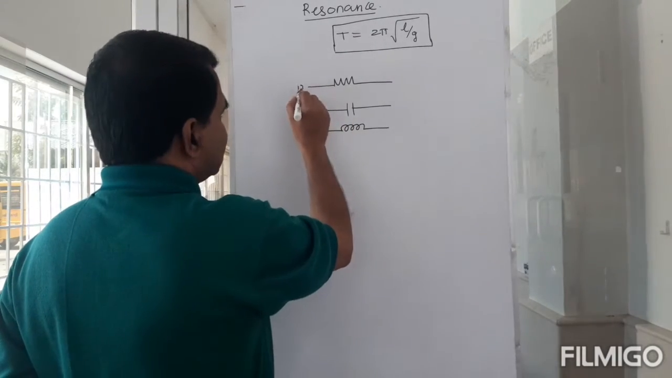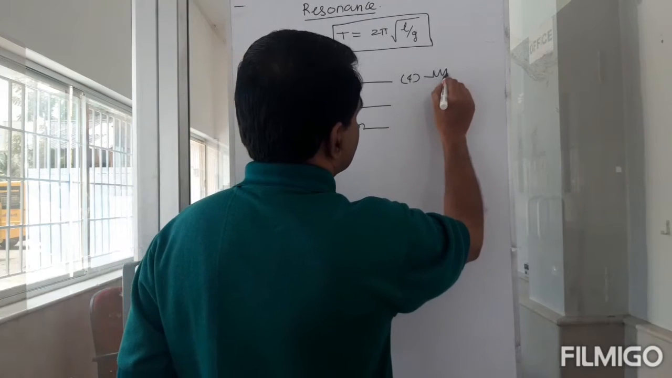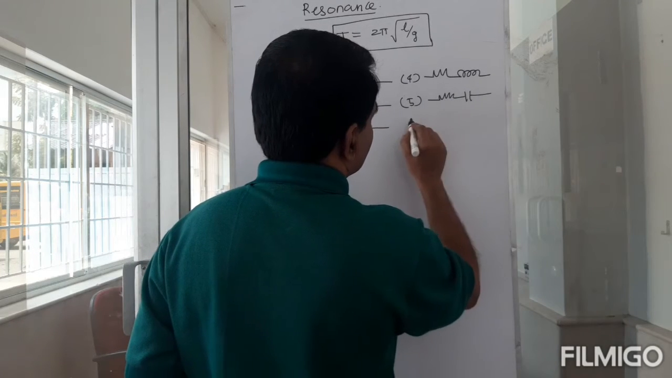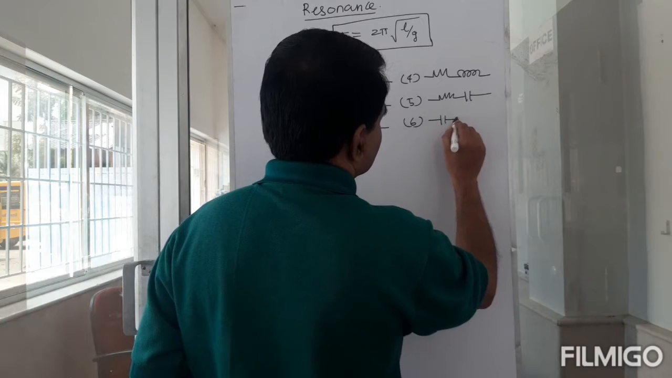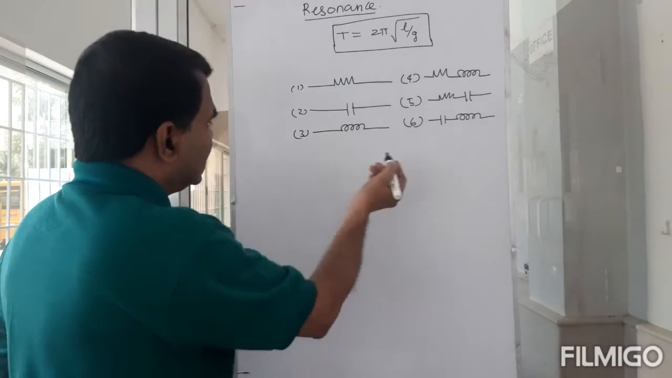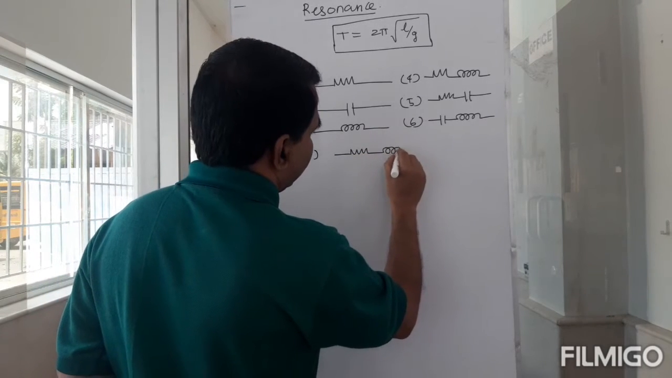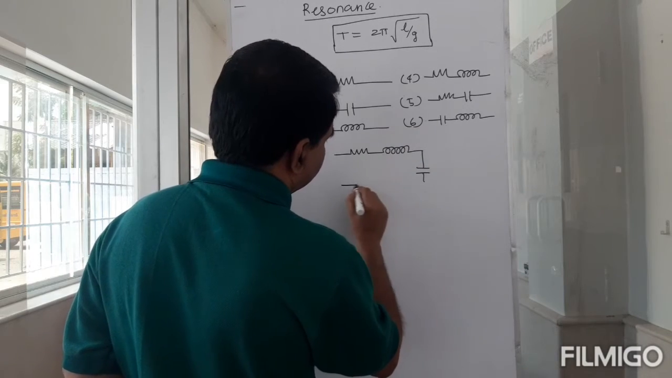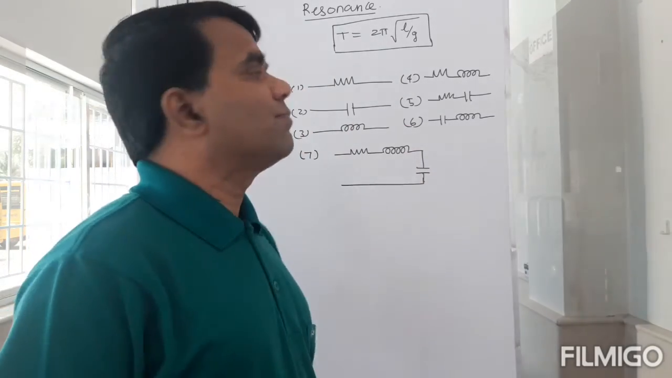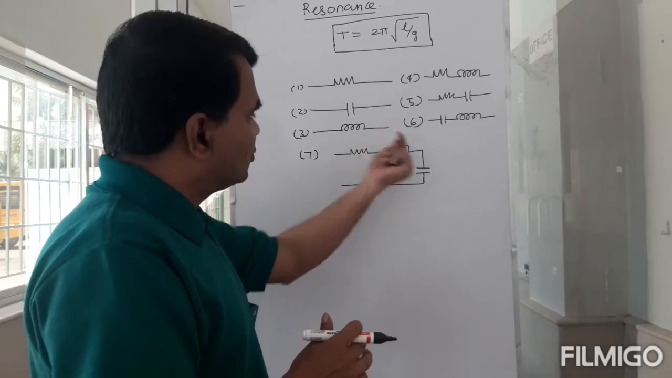So the system can be either this, or this, or this, or it can be something like this too. So these are the systems. These are the electrical systems. Okay, and then when I connect a voltage source across this, that is what is driving this.